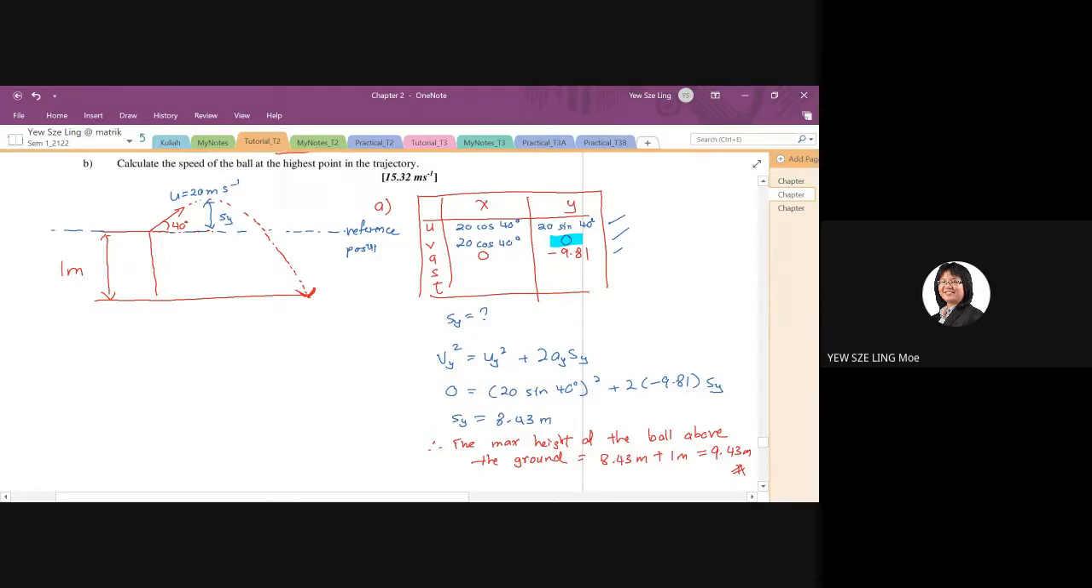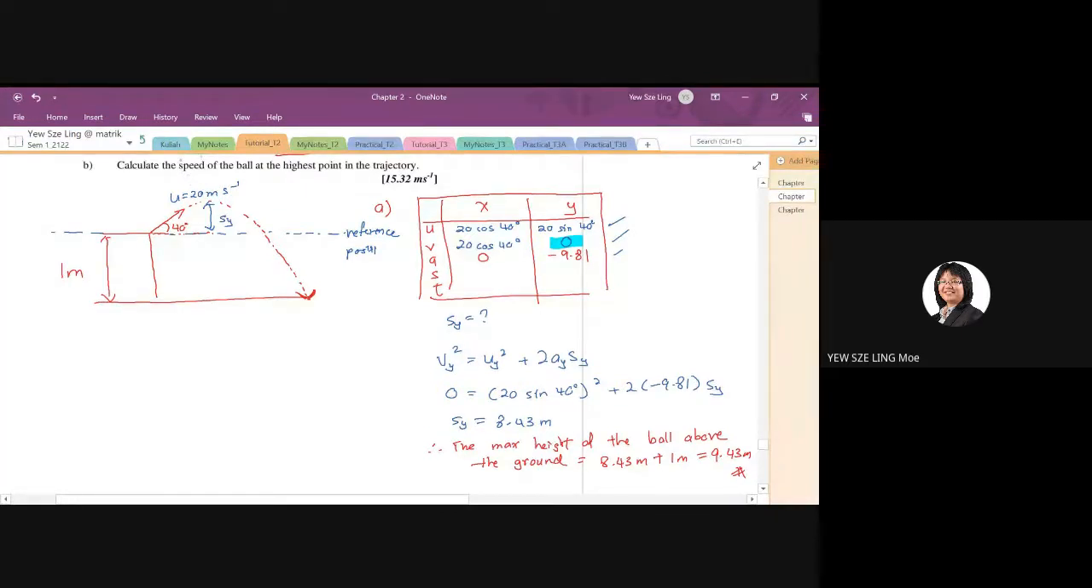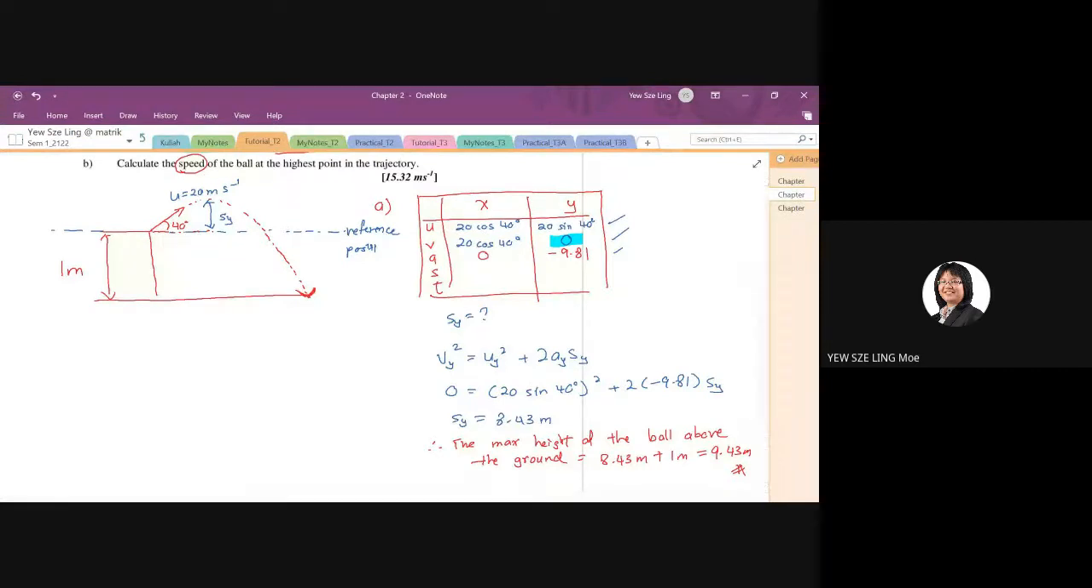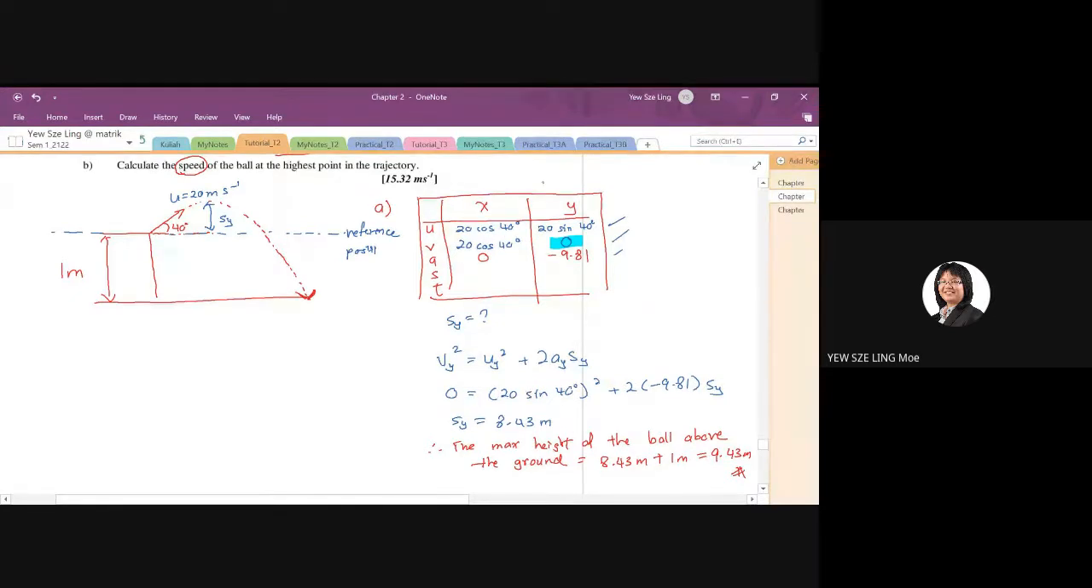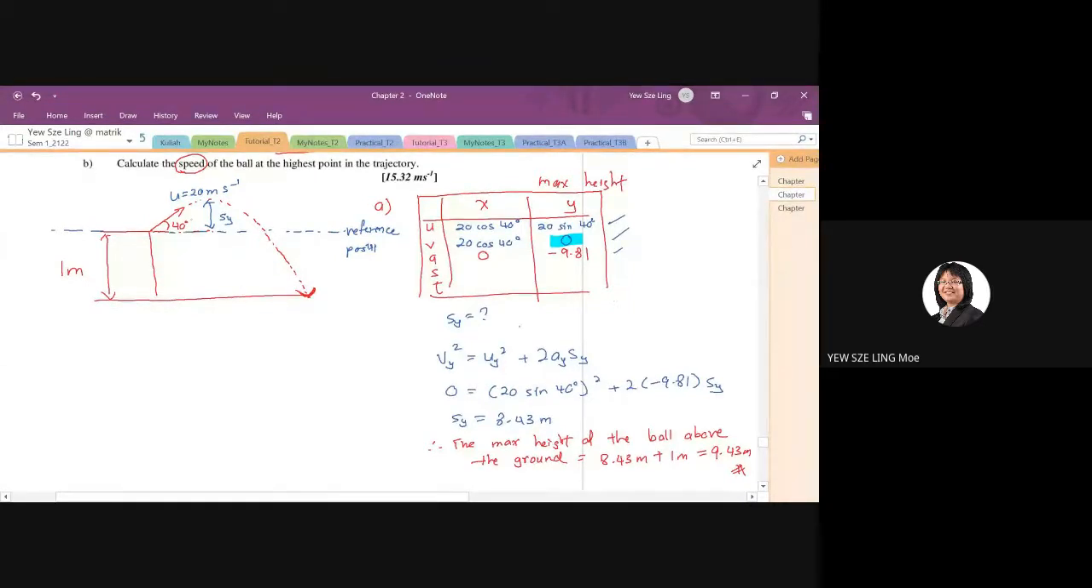Right? So question B, again, asks you to calculate the speed. Now it's just asking for speed, so you don't need to determine the direction. And then the speed at the highest point. The highest point, again, is the maximum height, which means you don't need to form a new table anymore. You can use the table from question A because this table is for maximum height. So calculate the speed of the ball at its highest point.